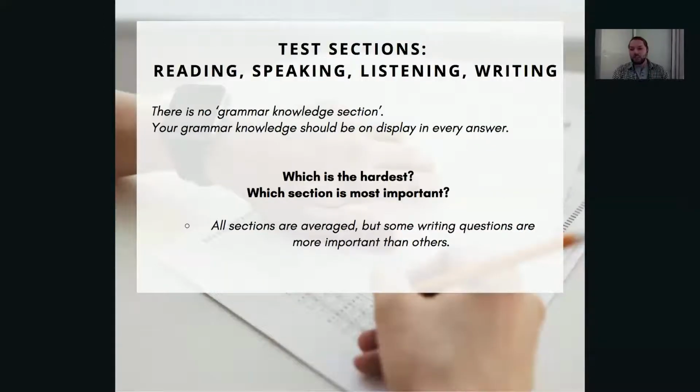So concerning the test, we know that we have at least 4 sections: reading, speaking, listening, writing. There's a little bit of confusion where some people are surprised that there's no grammar knowledge section. If you haven't seen a practice test yet, but you're thinking about taking the test, take a look at a practice test immediately, just to get the idea of what the test looks like. There's no grammar knowledge section.